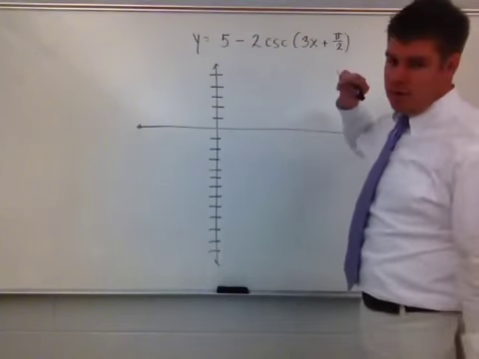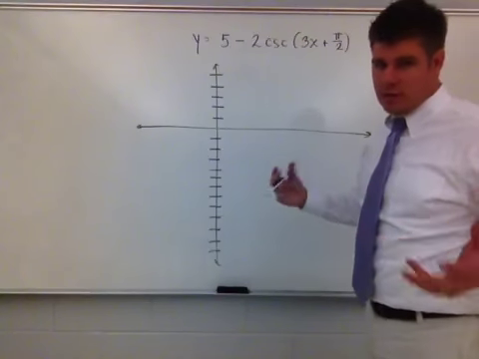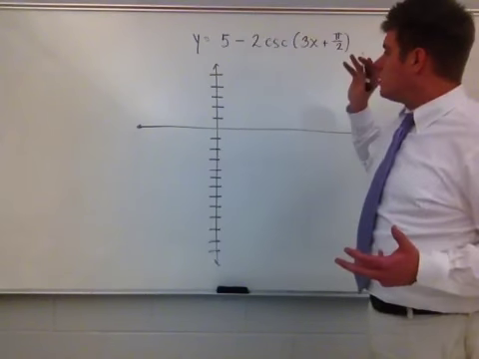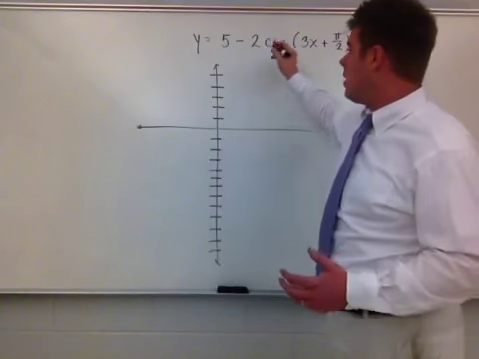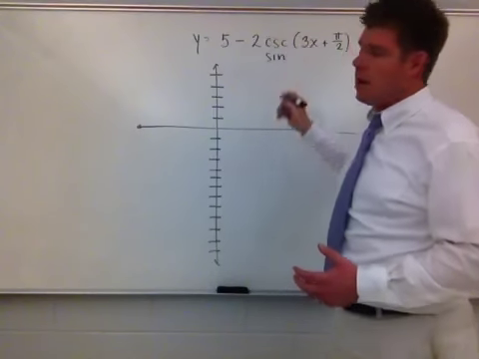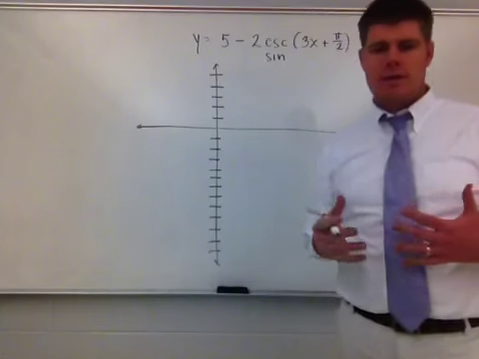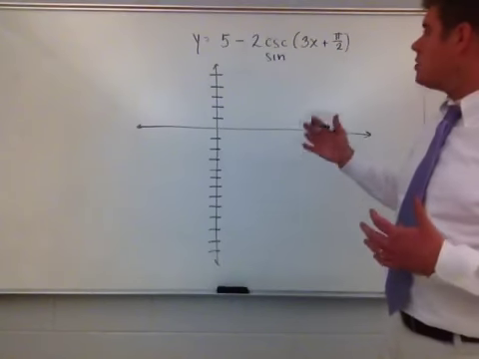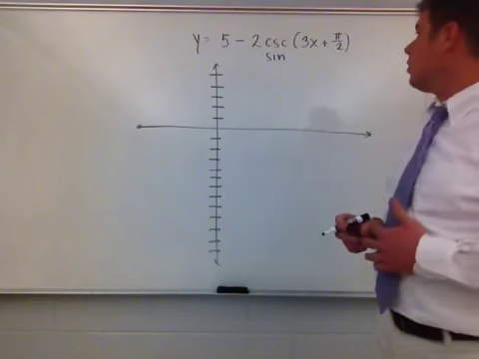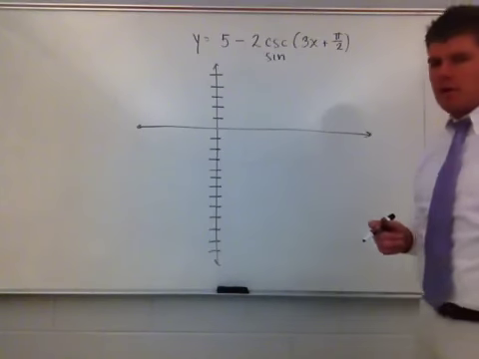Well, it's based off the same idea as when we just graphed the regular cosecant function. It is going to be looked at as if I'm really just graphing y equals, instead of having cosecant, sine of that function. So what I'm going to do is set this up as if I were graphing y equals negative 2 sine of 3x plus pi over 2. So I go about this the same way.